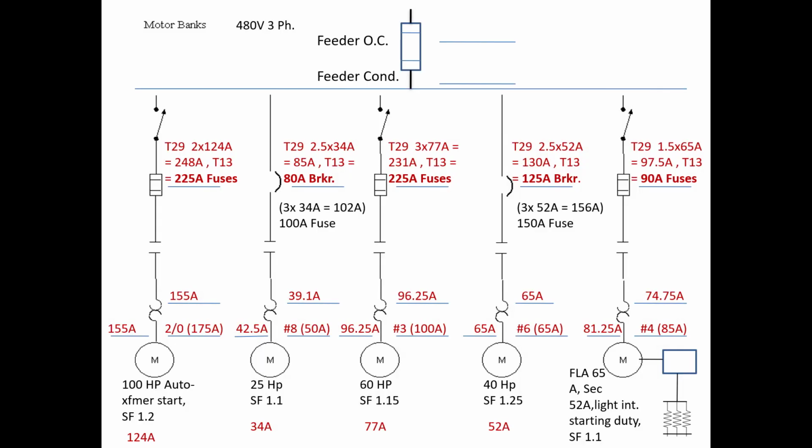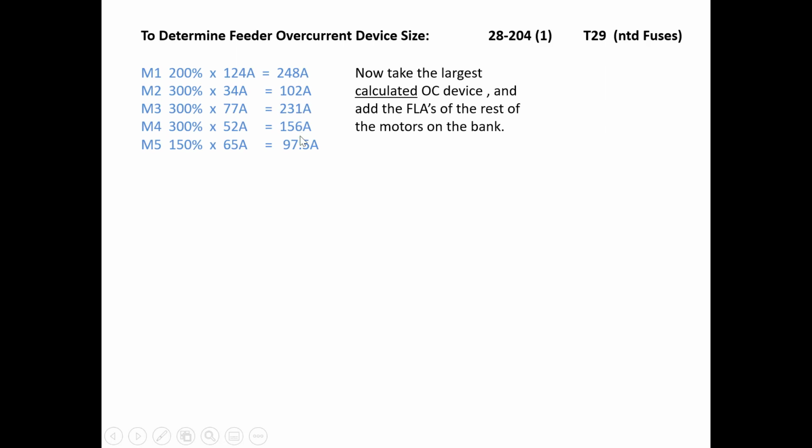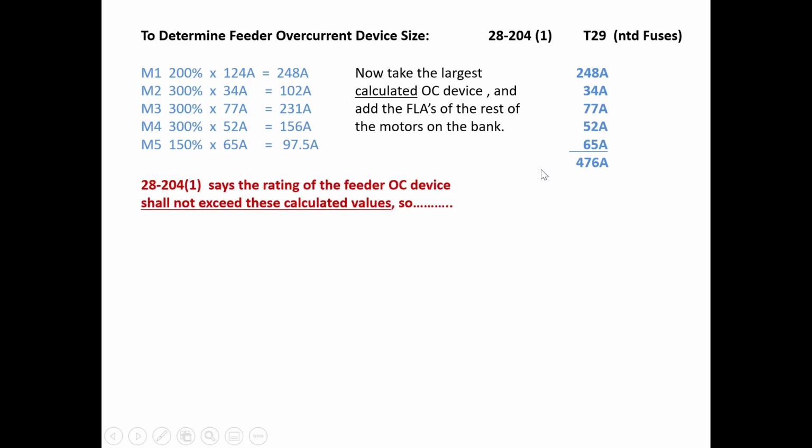So if we go back here, I want to find the largest calculated value. So here's 248, 85, 231, 130, 97.5. So 248 would be my largest calculated value. So I list them all here. I looked at my largest calculated value and then add the FLAs of all the other ones. Okay, so only take the largest calculated, then the FLAs. We add those up. Again, it says the rating of the feeder overcurrent device shall not exceed this calculated value. So I go down to table 13 and select a 450 amp fuse.